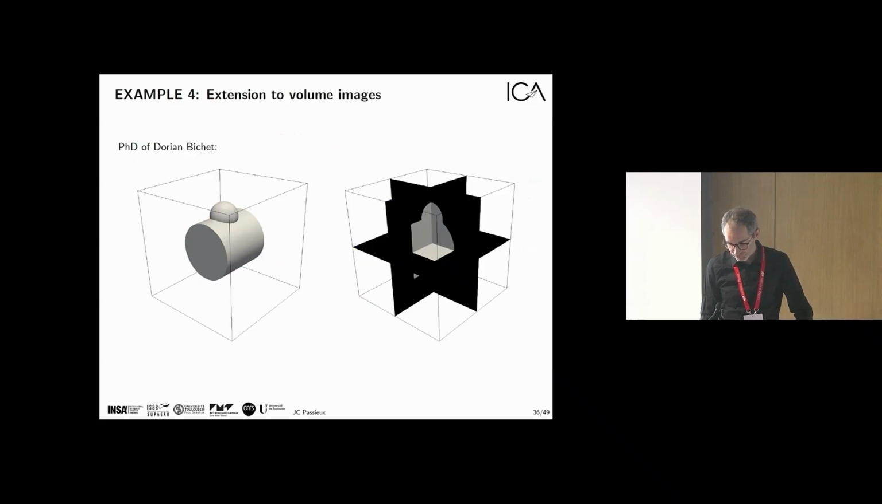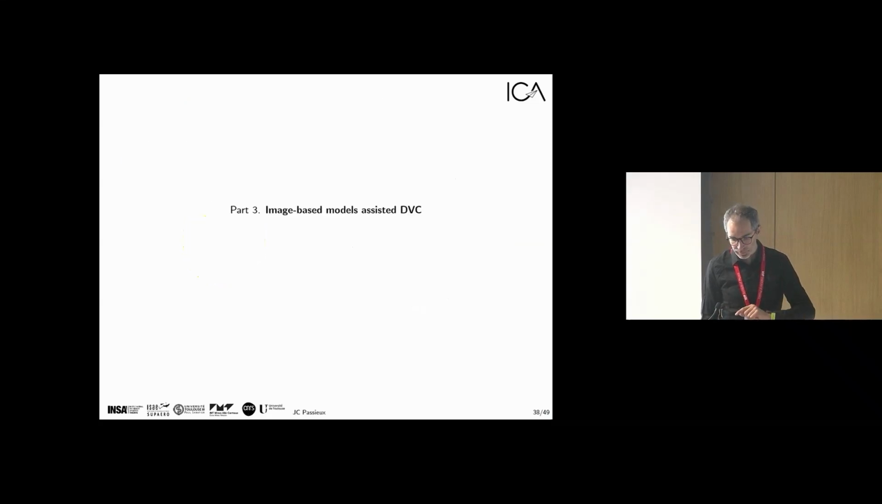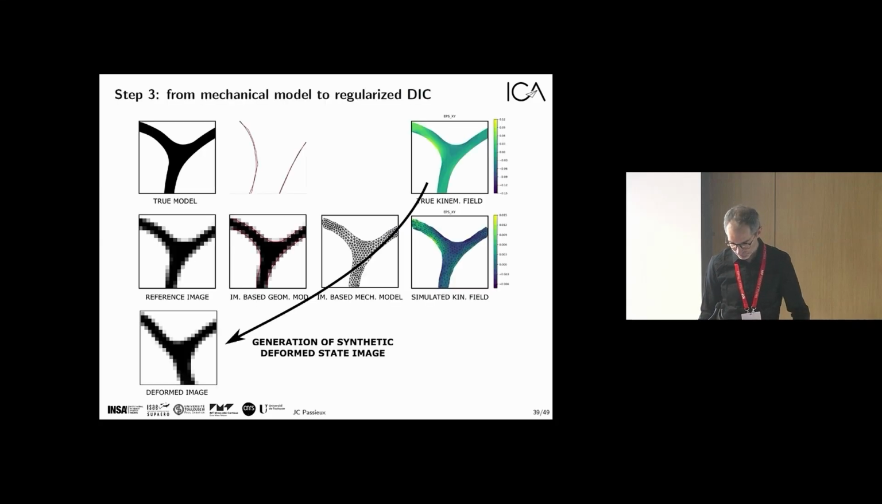Right, just a teaser of what we are doing now, but it's a very preliminary result. We are working on the extension to 3D of such a method using a spline-based approach like this. There is really recent work, and maybe the PhD student will come next year to explain what it does. The last part of the talk is about, okay, now I have an image-based model. How does it help me to improve the digital volume correlation method?